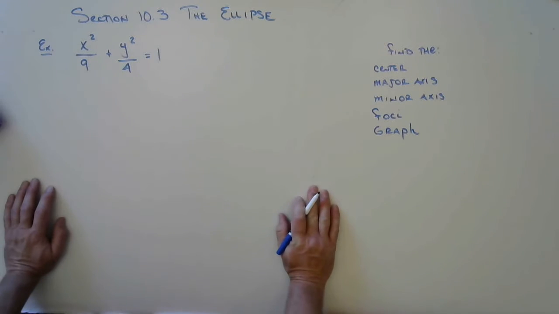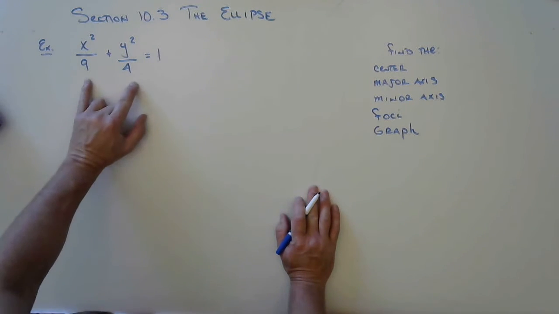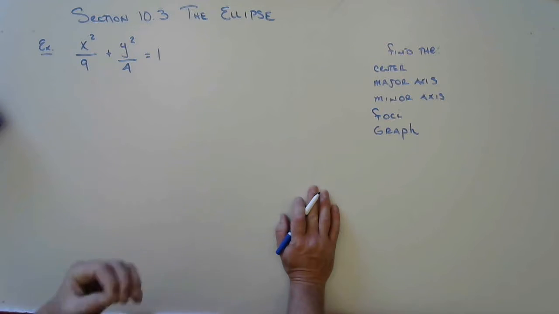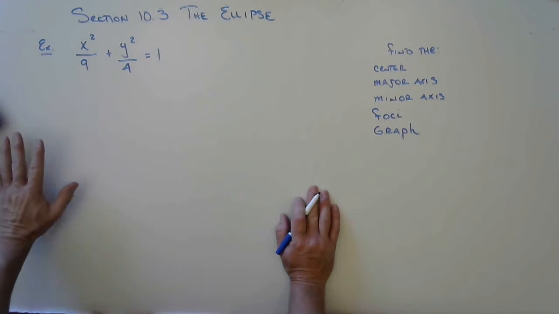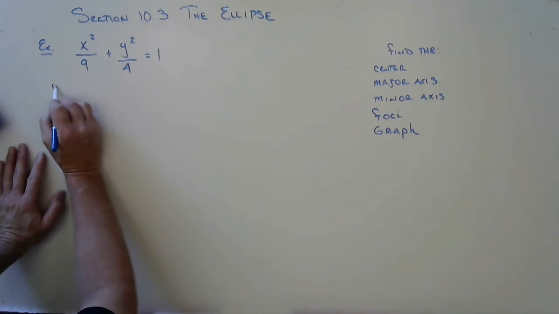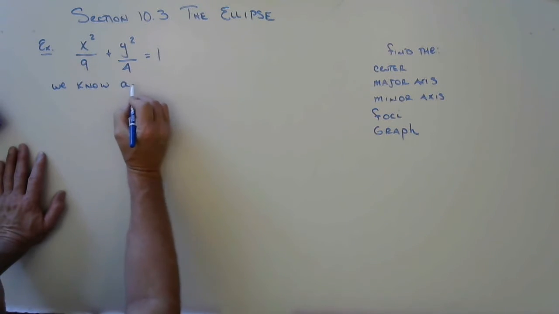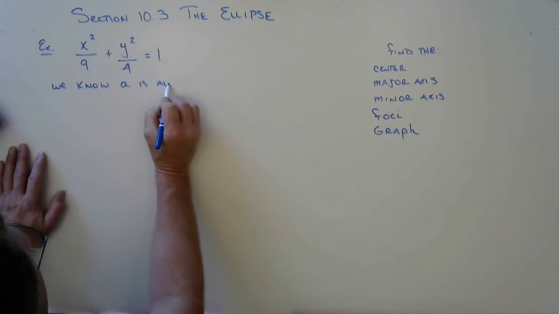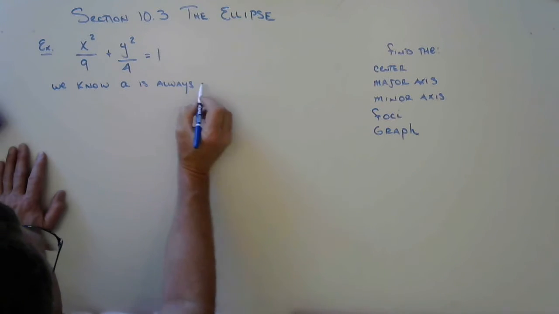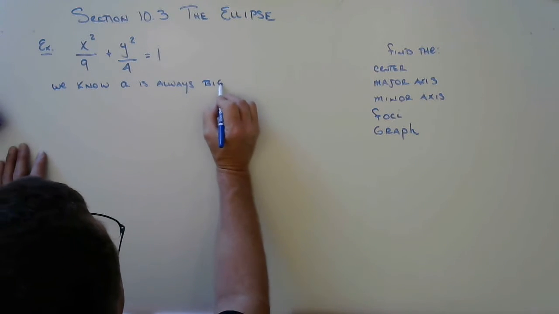Now, you know my theory: if I draw the graph, I can find everything else. They always ask us for the graph last, but it usually should be the thing we do first. So let's see how this is going to work out for us. Now, what do we know? We know a is always bigger than b.